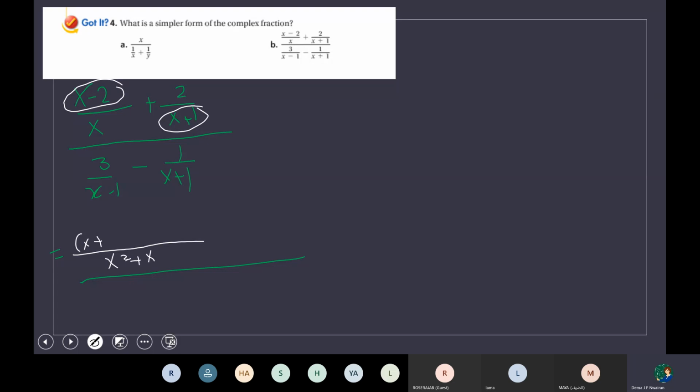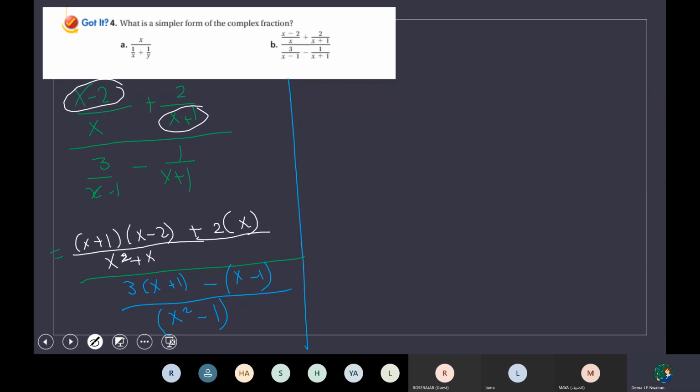For the denominator, okay. So now, here we have X plus 1 times X minus 2 plus 2 times X over X squared plus X. These are for the numerator. Now, down: 3 times X plus 1 minus X minus 1 over X squared minus 1 only.